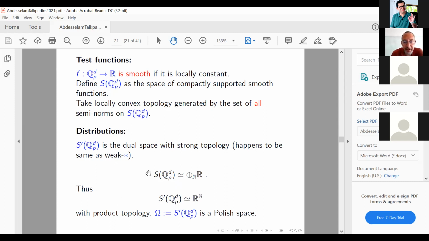When you take the dual, the space of distributions, this is in fact isomorphic as a topological space to R to the N, the space of sequences of real numbers. And the nice thing is, I'm going to take my omega probability space to be this space of distributions. If you think of it as R to the N, a countable product of Polish spaces is Polish. So this is a very nice space to do probability theory on.